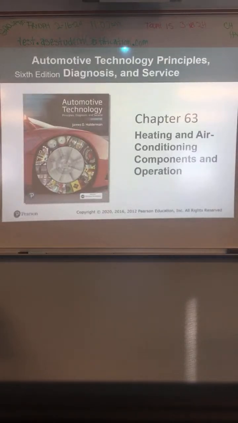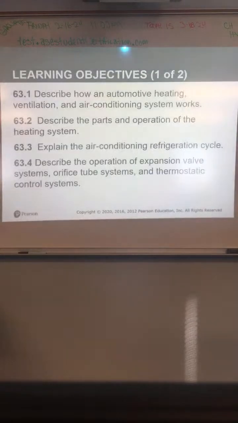We're going to go ahead and get this going here. We're going to show you and describe how the heating, ventilation and air conditioning system works in your car. Parts and operation of the heating system. The heating system is pretty simple. It really just consists of the heater core, blower motor, stuff like that. Air conditioning is a little more complicated, but still pretty easy to figure out. We're going to go through the refrigeration cycle, operation, expansion valve system, orifice tube systems, thermostatic control.